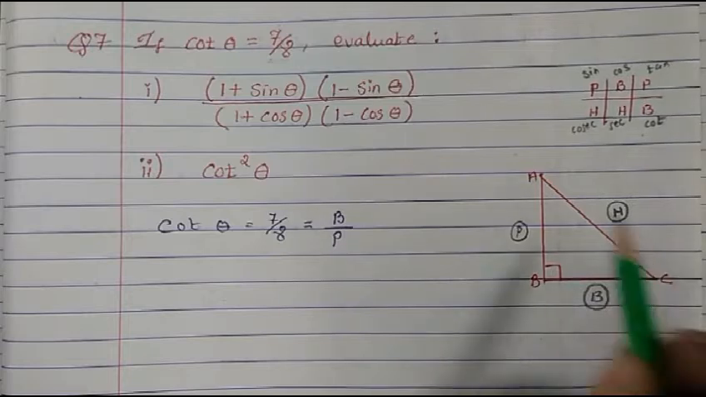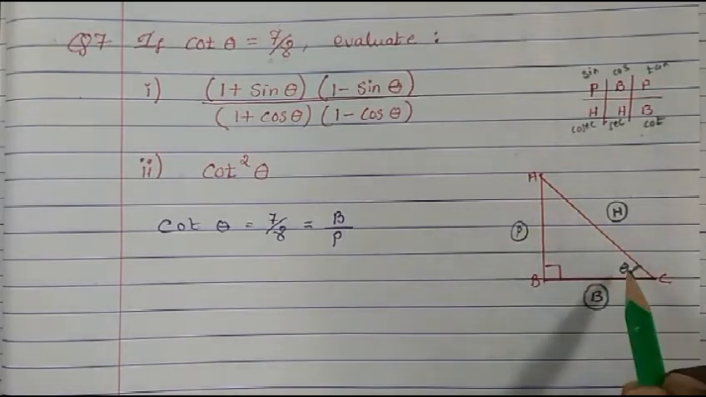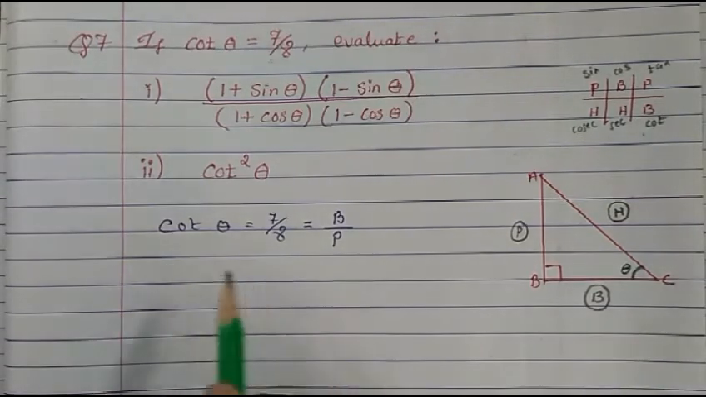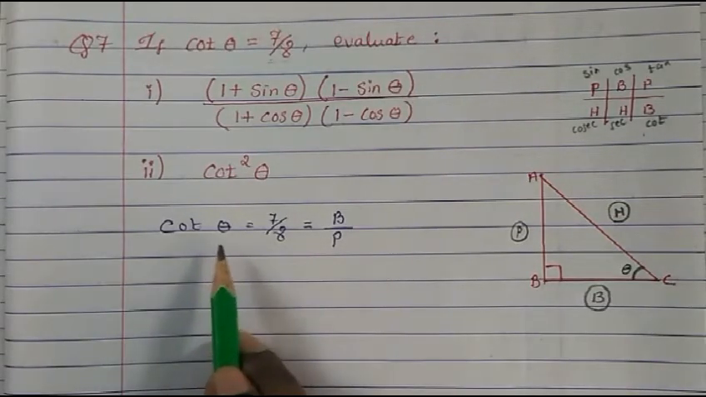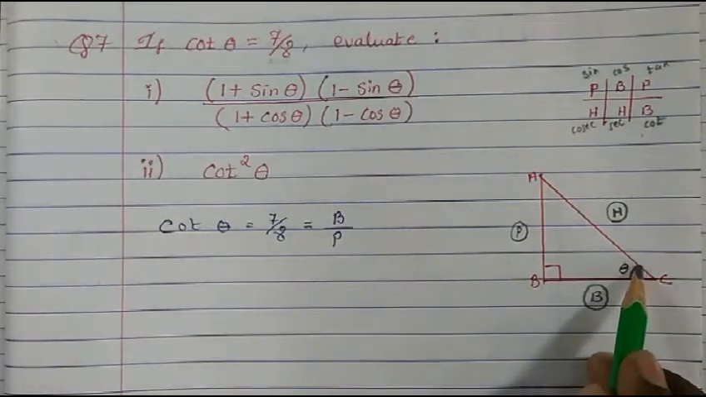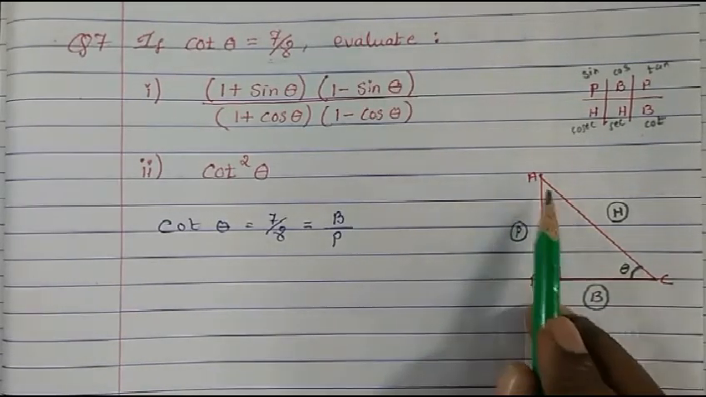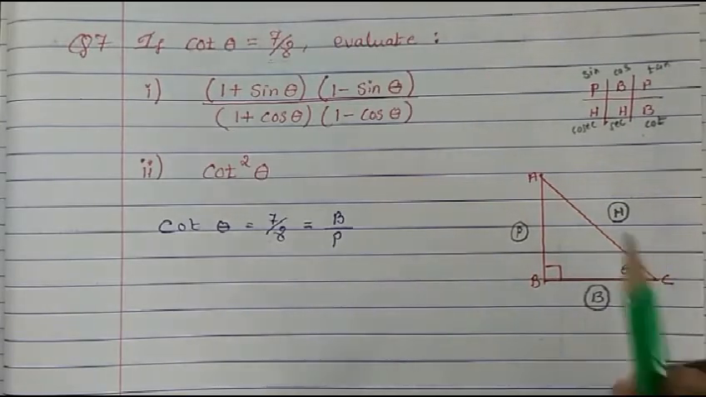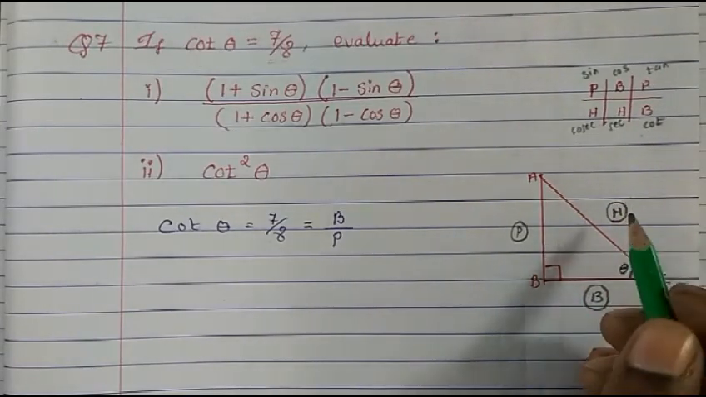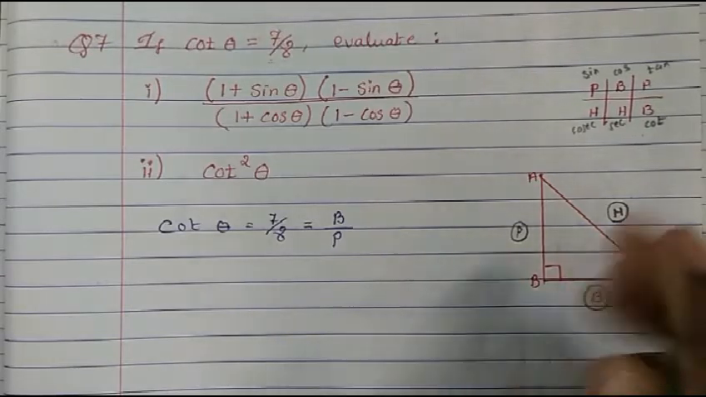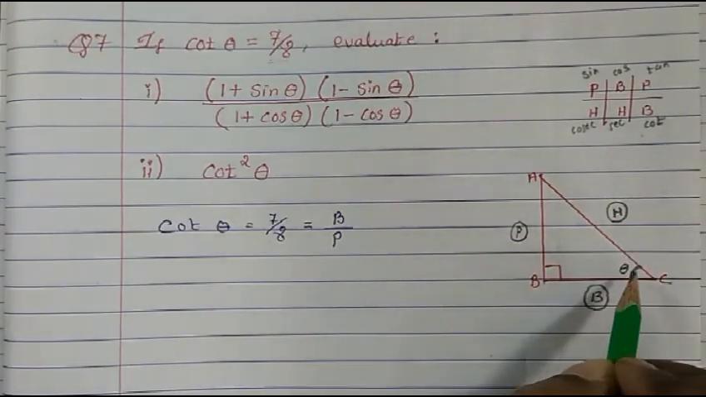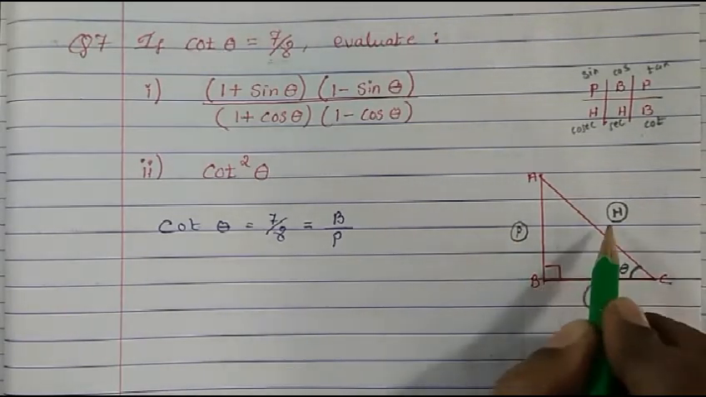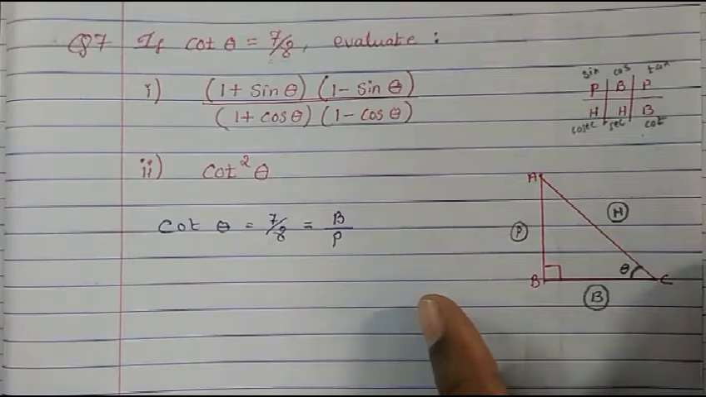You can give theta here or here, any of the acute angles, because this is 90 degrees. Since no A, B, C is mentioned, I have just put theta here. Anywhere you can put it, here also. If you put it here, then opposite to that becomes perpendicular, opposite to 90 degrees becomes hypotenuse, and then that becomes base. So whichever side you put theta, remember opposite to theta becomes perpendicular, and opposite to 90 degrees becomes hypotenuse. That you have to remember.